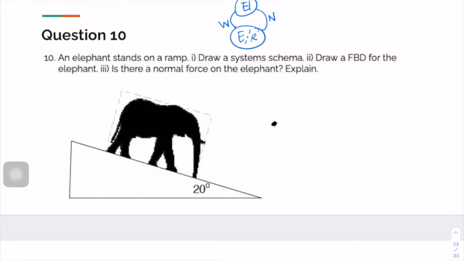The earth is going down. So this is the force on the elephant by the earth. And then again, we have to do a perpendicular. So I'm going to do a perpendicular line on my ramp. So that makes a right angle. And then I'm going to move it over to here. And this is the force on the elephant by the ramp.